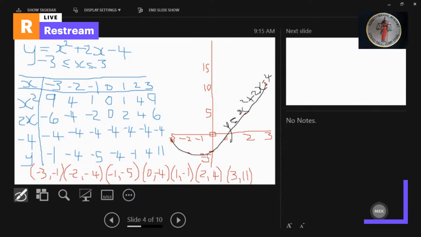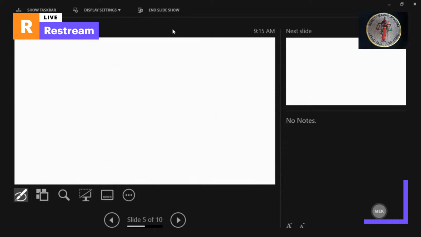Let's try another quadratic. This time we're going to make our x squared coefficient negative. And we're not going to put any constant term. So let's say we have -3x squared plus 6x.